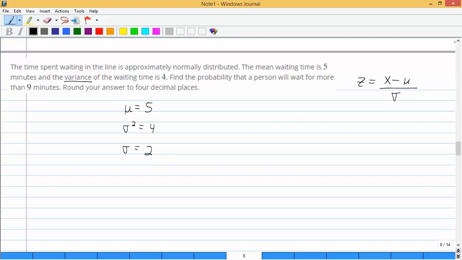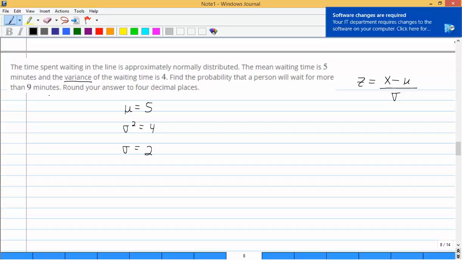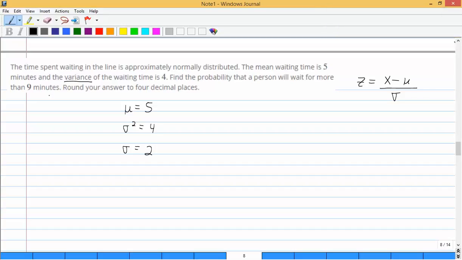I know I was at Walmart yesterday, which I hate, just because I don't like to go in the stores, and I waited a lot more than 9 minutes when I was trying to check out.